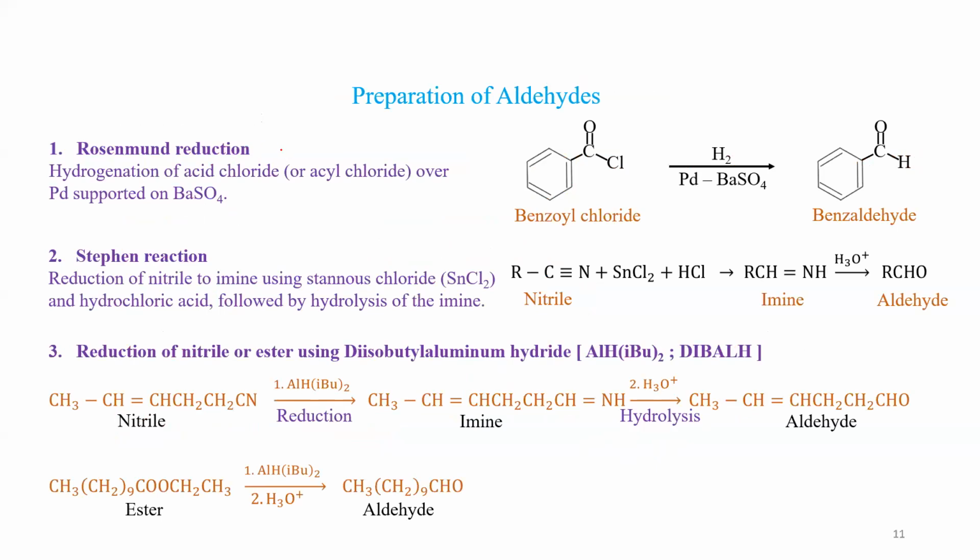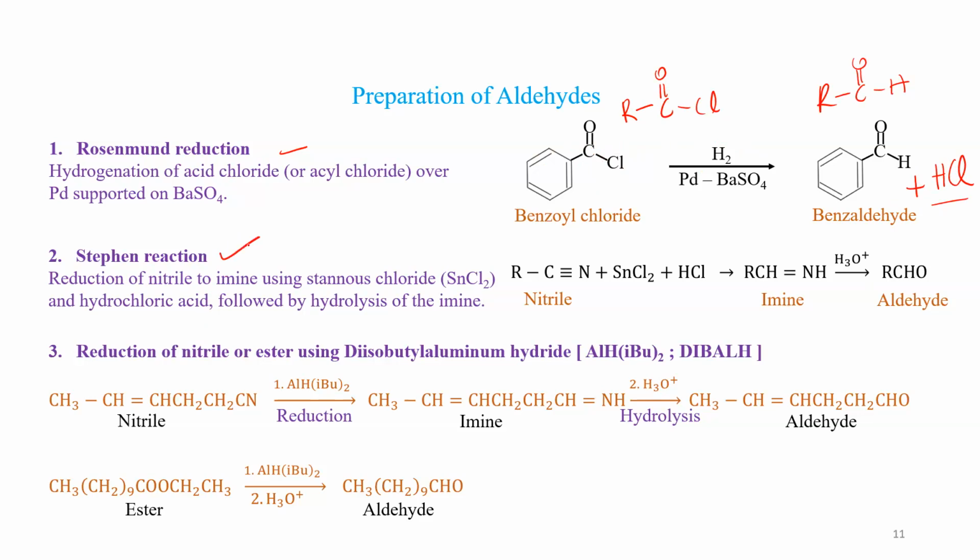Then Rosenmund reduction. So hydrogenation of acid chloride or acyl chloride over palladium supported on barium sulfate. So hydrogen will react with this. It is a hydrogenolysis, so this bond will break. One hydrogen atom will form a bond with the carbonyl carbon, one hydrogen atom with chlorine. So you'll get this plus HCl. Or if you want to write a general equation, it will be RC double bond OCl giving RC double bond OH plus HCl.